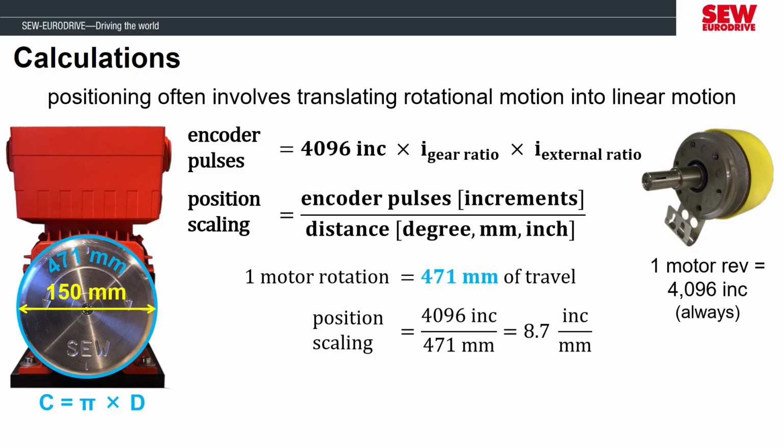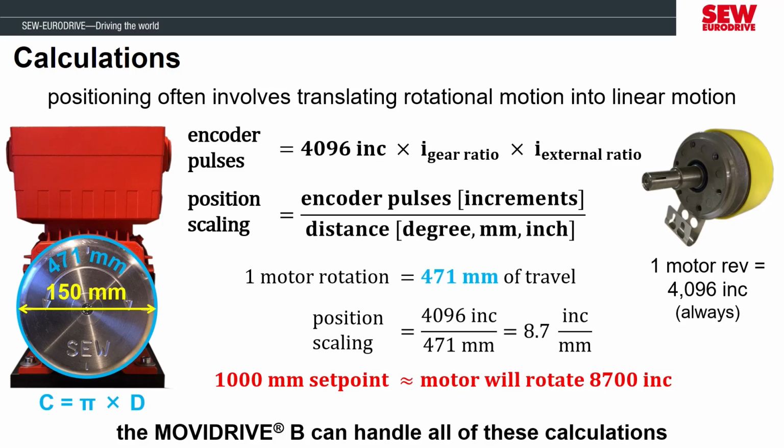Now when we send a positioning command to the MOVIDRIVE, we can use a linear distance as the set point instead of having to use the total amount of encoder pulses as the set point. So still using this demo motor with a flywheel as an example, if we needed to travel to a set point of 1,000 millimeters, the motor will have to rotate the encoder 8,700 increments to travel that distance, which is slightly more than 2 full rotations of the flywheel.